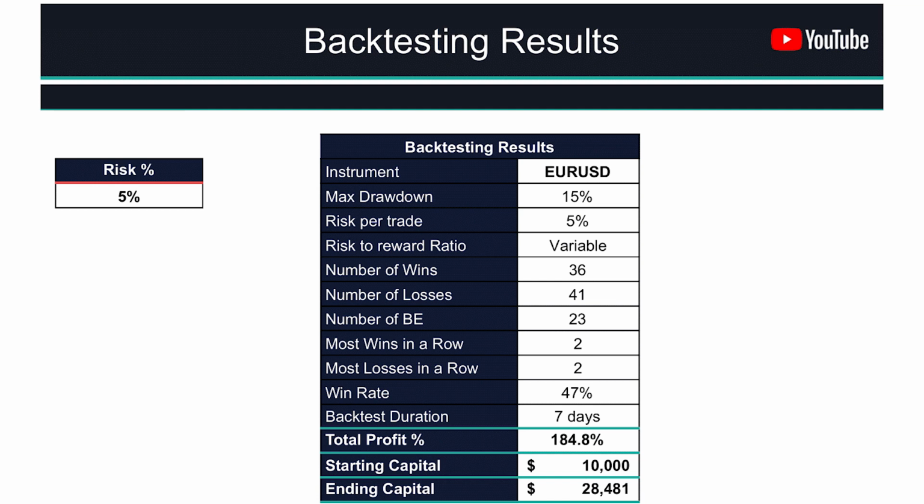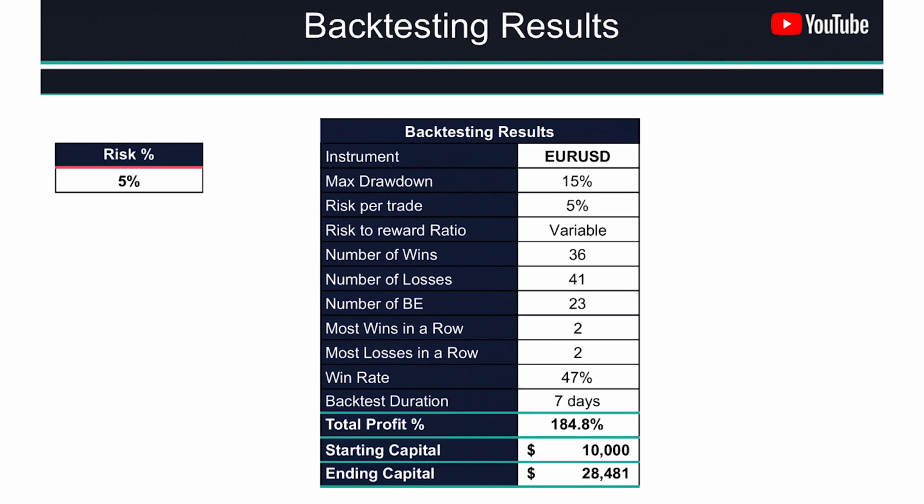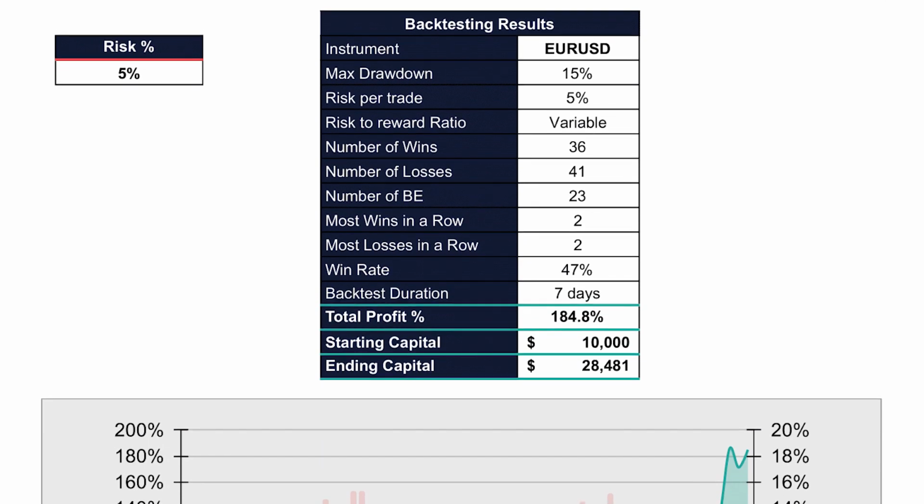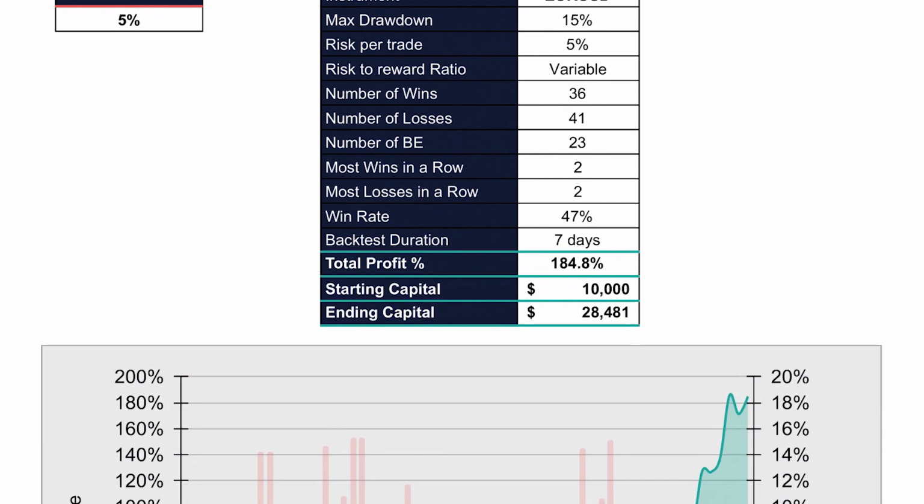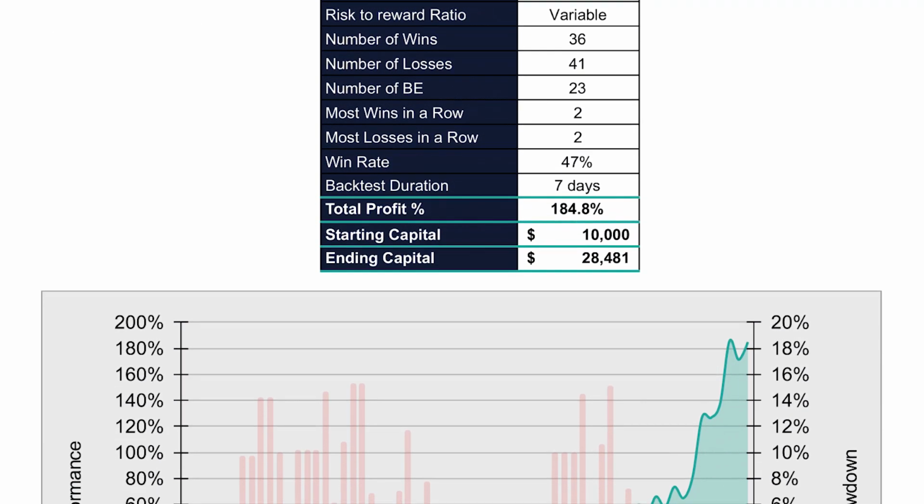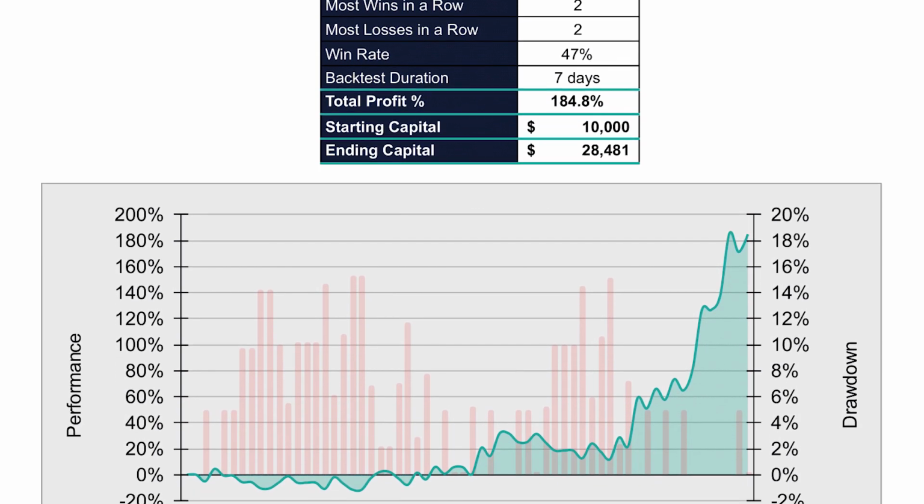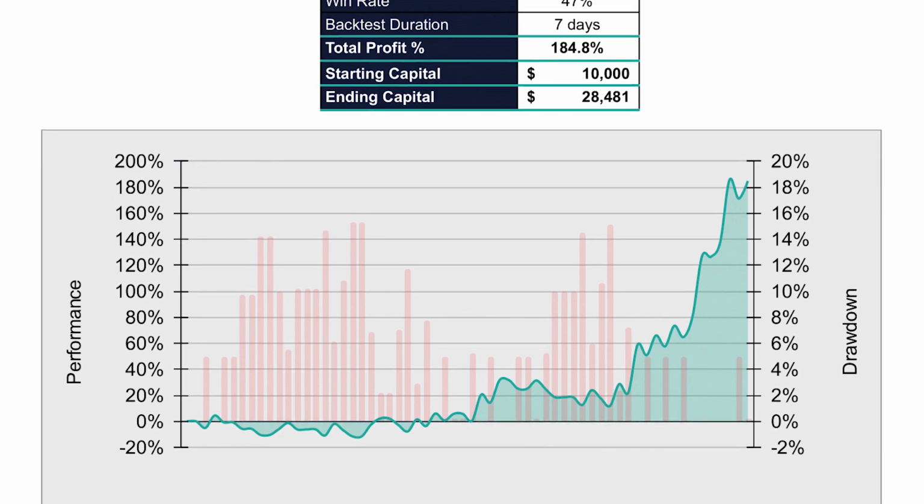We had a win rate of 47%, which is pretty good over 7 days, with a total profit of 184.8%. So that is an amazing weekly performance. You know, if you would have started with $10,000, you would have ended up with almost $30,000 at the end of the week. Granted, there were a lot of trades, about 100 trades throughout that week.